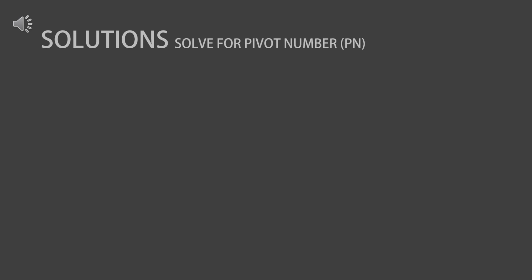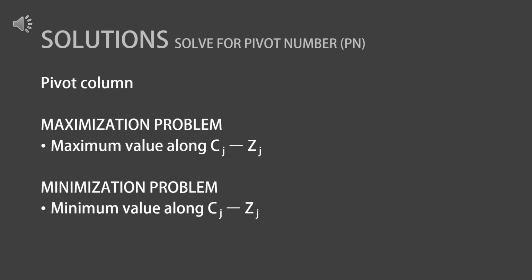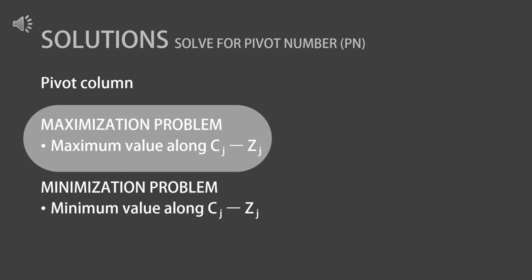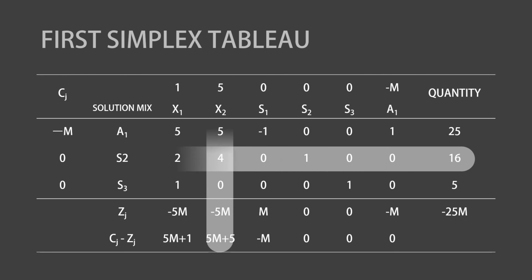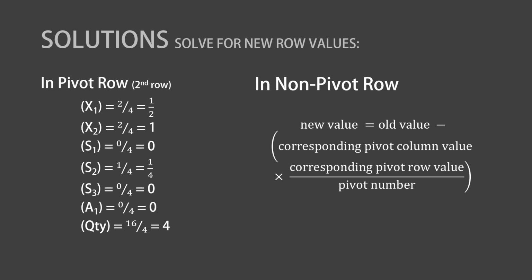To find the pivot column, along the Cj minus Zj row, find the maximum value. The column with the maximum value is called the pivot column. To find the pivot row, divide the quantity value by the number in the pivot column. The row with the quotient of minimal value is called the pivot row. The new values along the pivot row are simply divided by the pivot number. The quotient is the new value. In a non-pivot row, a formula is given to find the new values.